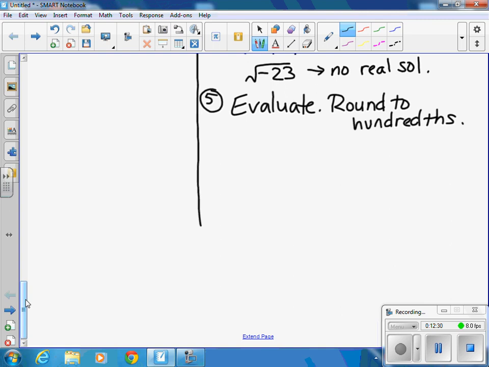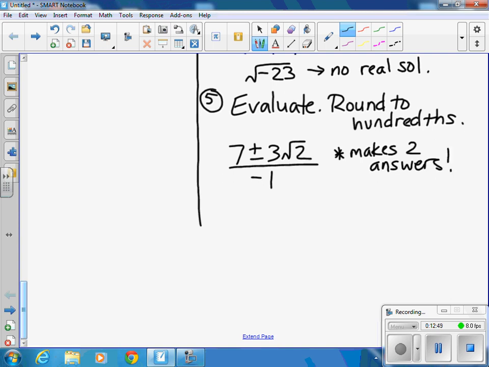Right, so here's what the problem looks like. It's going to say 7 plus or minus 3 radical 2 all divided by -1. Right, and when you see this type of problem, there are two answers to this problem. And the reason I know there's two answers is because of the symbol sitting right in the middle. Okay, this plus or minus sign right here makes those two answers happen. So you've essentially got two separate problems you're going to have to use the calculator for to help you out.